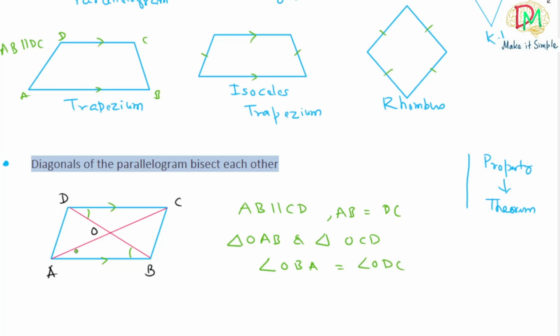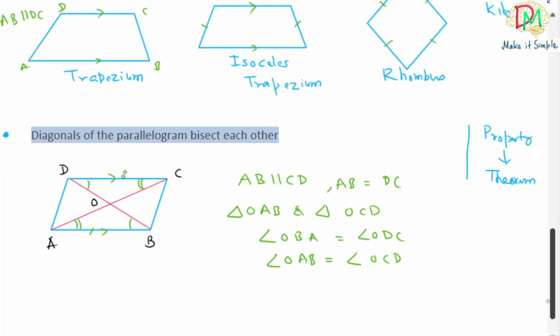and also this angle is equivalent to this angle because DC and AB are parallel and AC is a transversal. So you can say that angle OAB is equal to angle OCD, and these opposite sides are equal, AB and CD. So we can say triangle OAB is congruent to triangle OCD.